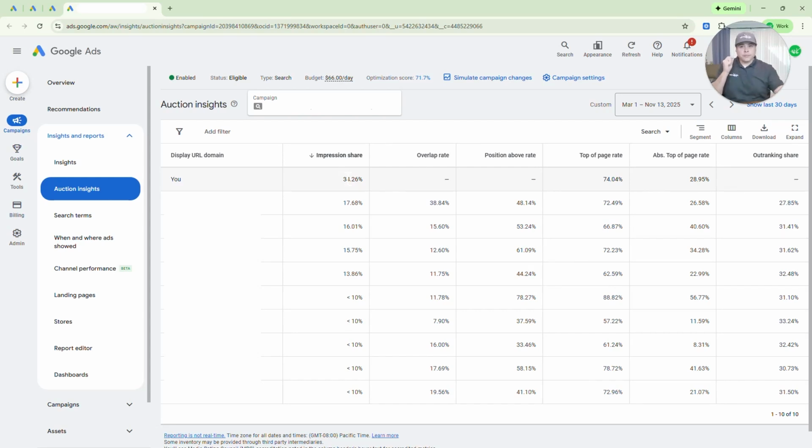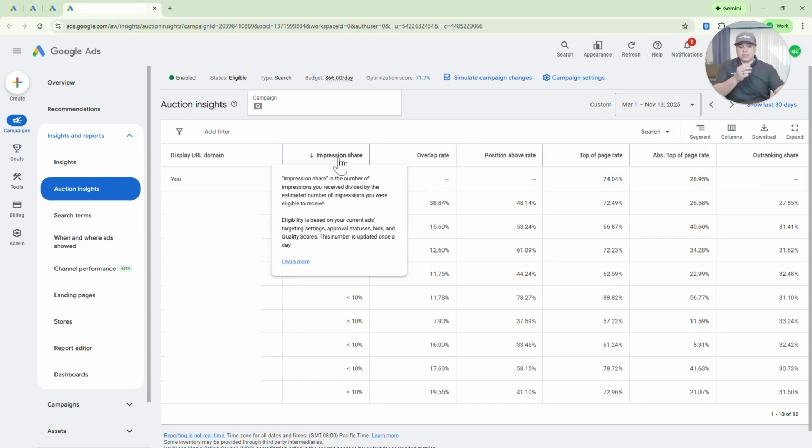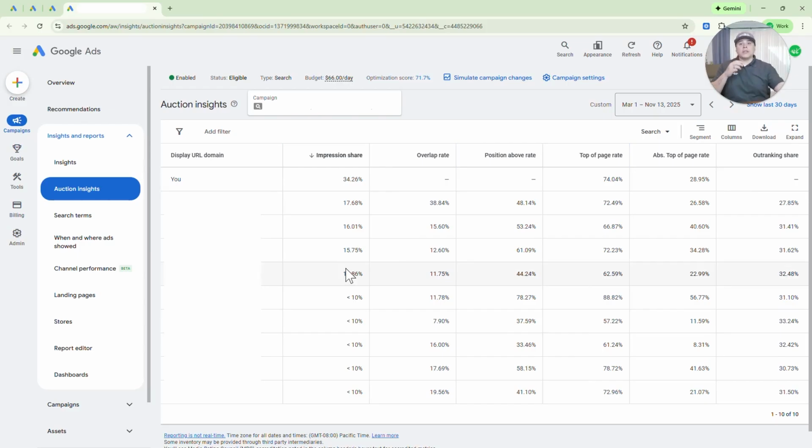So I'm back on this impression share. The impression share tells me how often my ads show compared to how often they could have showed.